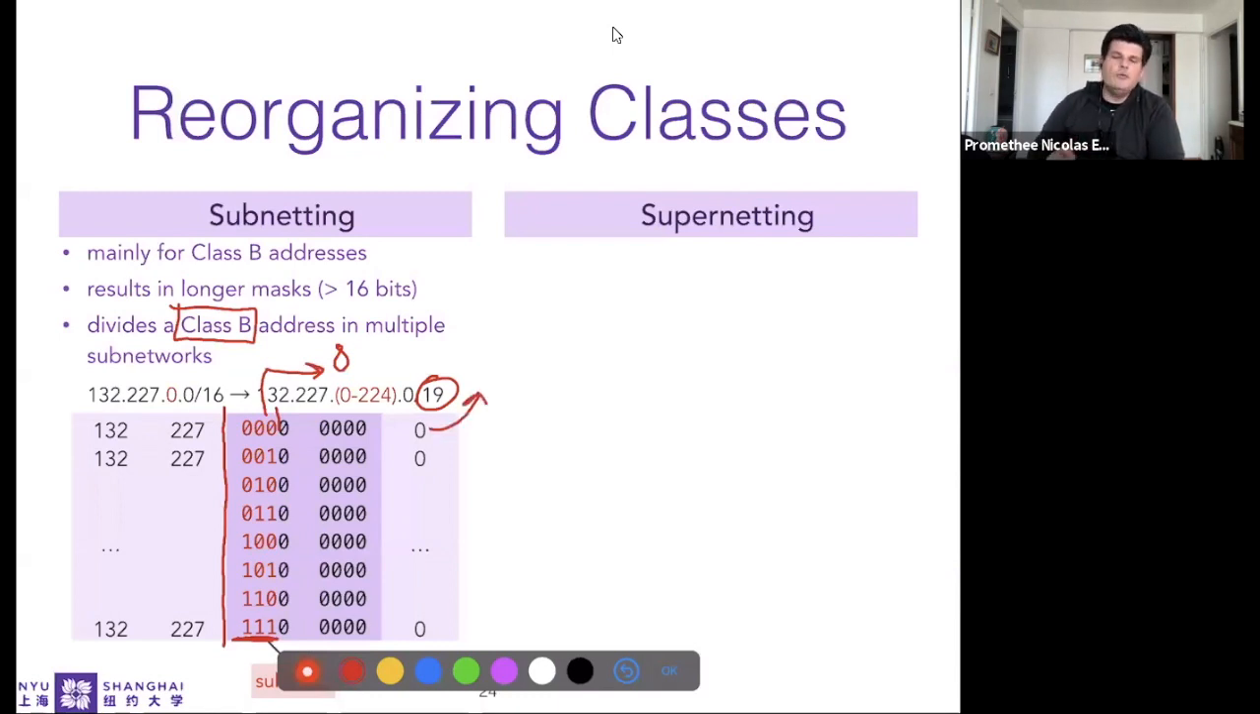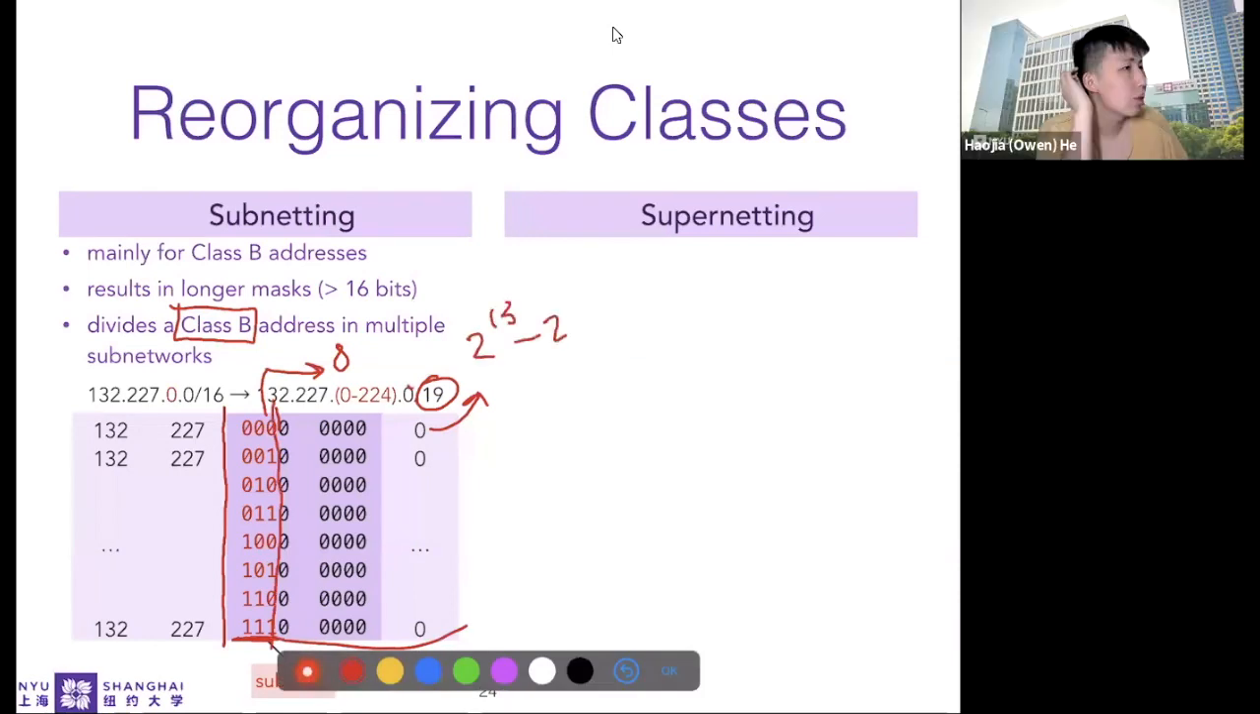And on each subnet, up to how many hosts can I have? If the prefix is 19, how many bits are left for the host ID? 13. So 2 power 13 minus 2.